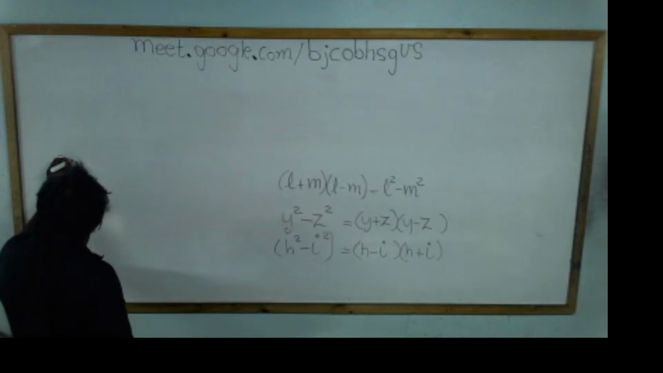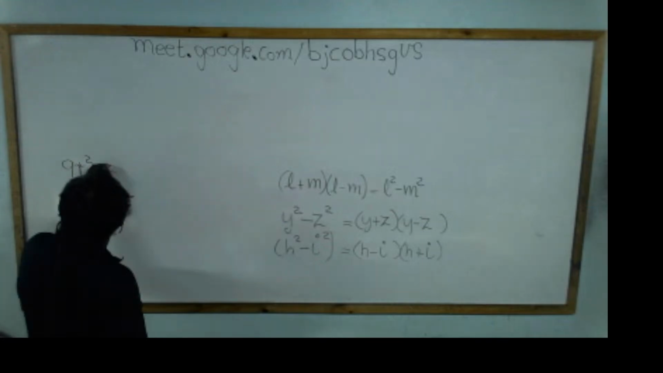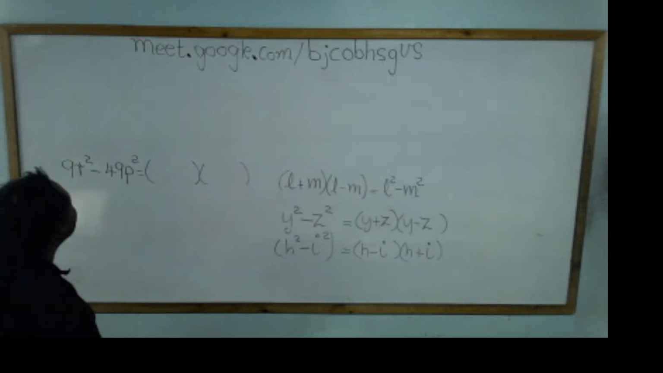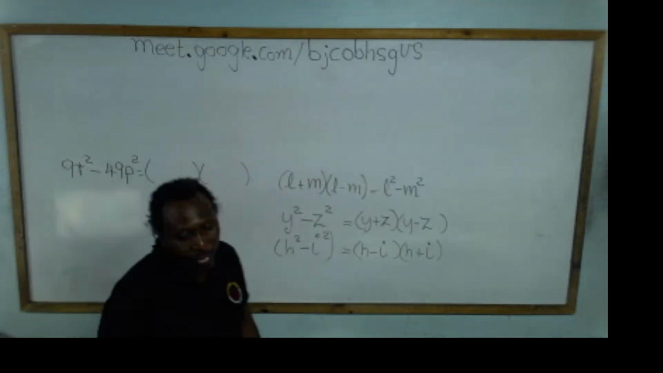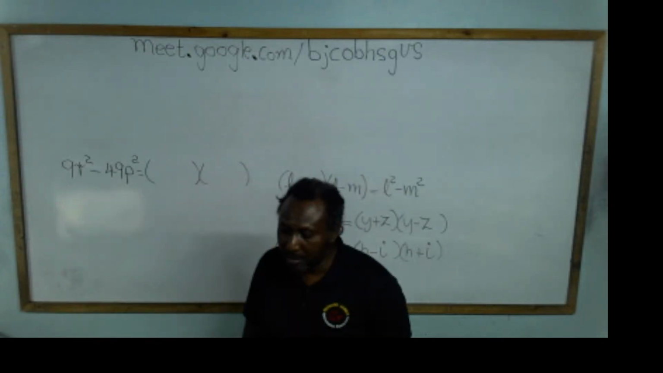So 9r squared minus 49p squared. How would we write these in the brackets? 9r squared minus 49p squared. How would we write that in the brackets? Students, the factorization of a difference of two squares is nothing more than following a particular pattern. Right, there's nothing more to it than following a particular pattern.